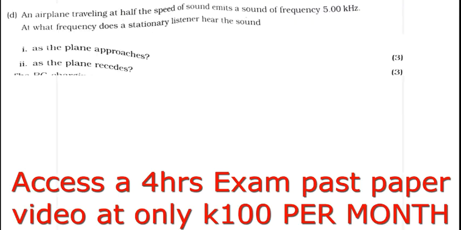Again, this question came in 2023. The question is, an airplane traveling at half the speed of sound emits a sound of frequency 5.00 kilohertz. At what frequency does a stationary listener hear the sound? Part A, as the plane approaches. Part B, as the plane recedes, or as the plane moves away from you.